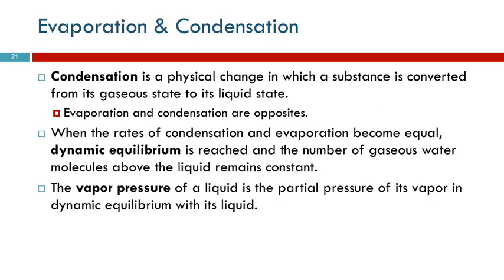The opposite of evaporation is condensation, something going from a gas to a liquid. They're opposites. If we have evaporation and condensation happening at equal rates, we have what's called a dynamic equilibrium. And the number of gas particles above the liquid is going to remain constant. If you have gas molecules, you have a pressure from the gas. That's called the vapor pressure of the liquid. It's the partial pressure of that liquid in its gas state above the liquid.